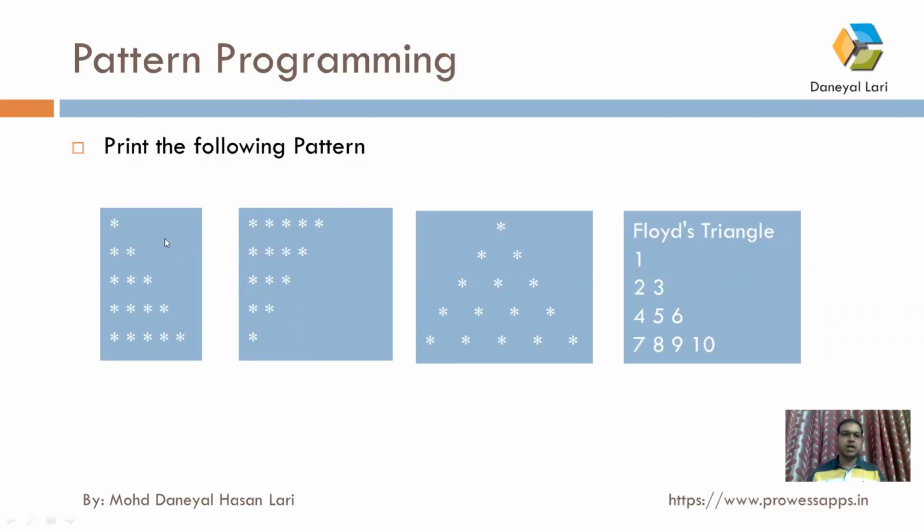So look at these patterns. I'll show you how to write the code for these four, and after that I will give you some assignments to work on. Okay. So first of all, let's print this pattern by using the loop. As you can see, in every line you need to print two asterisks.